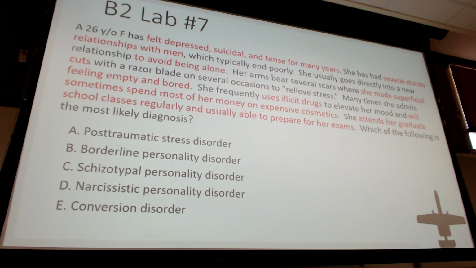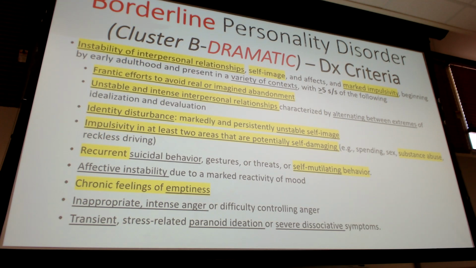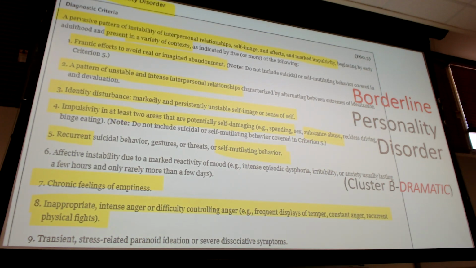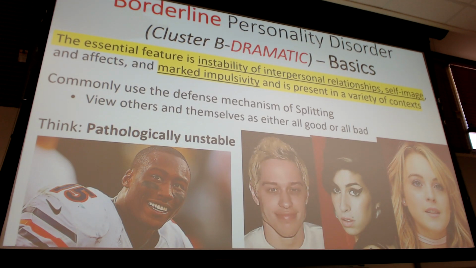So which one you like the best? Borderline, good job. There it is, dramatic. Y'all nailed it. Cluster B, dramatic. Borderline personality. There's all the things ticked off that are in that question. There's our pink box. A lot of things on that pink box in that question. There's our poster child, Amy Winehouse, in that lineup as well. Dramatic. Borderline personality.